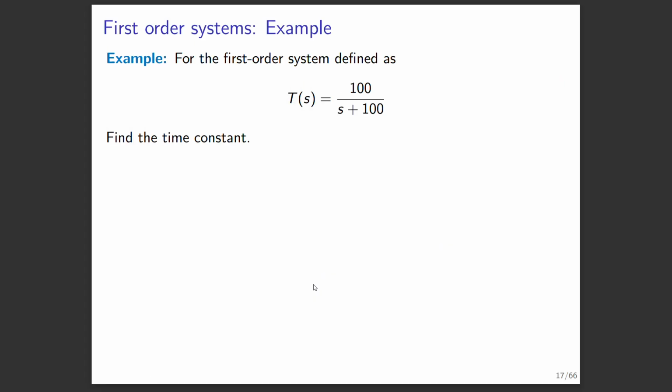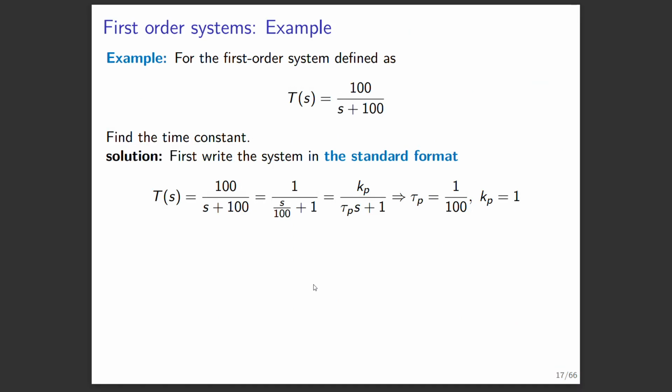Okay, let's see an example. For the first-order system defined as T of S equals 100 divided by S plus 100, find the time constant. Well, you can't call this tau. Why? Because the system is not in standard format.